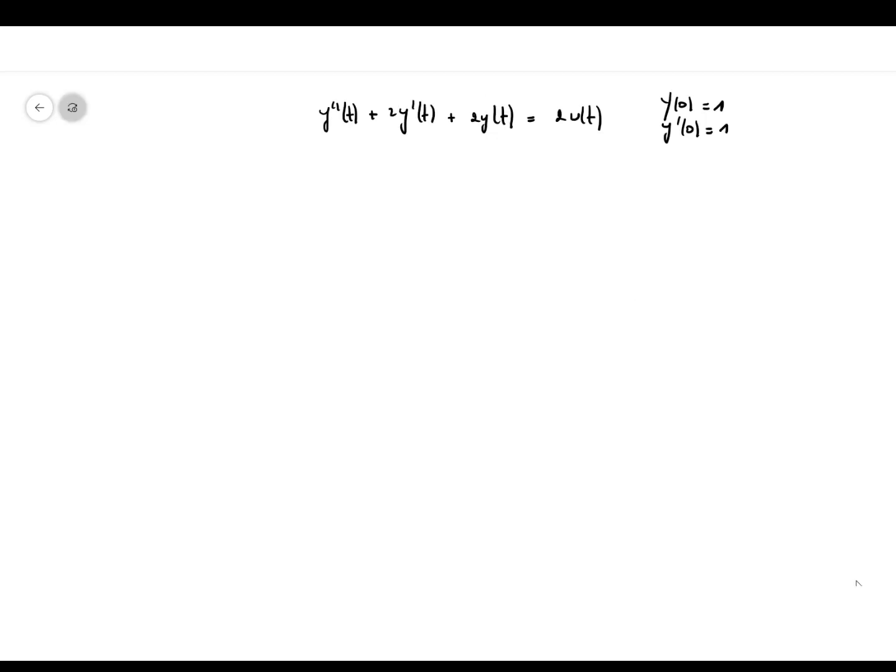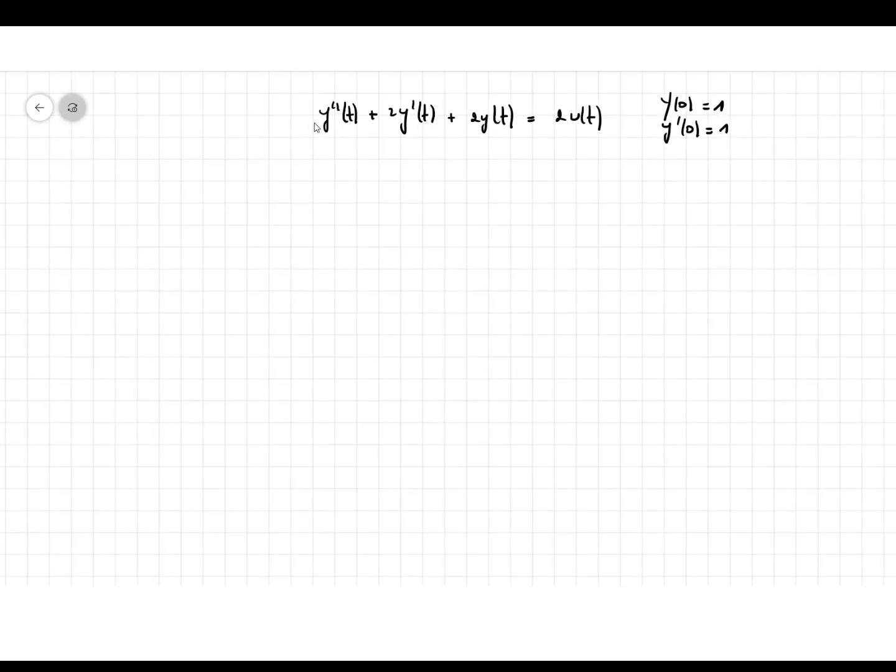So here's another exercise. It's again a second order differential equation. So as usual, we have, of course, two initial conditions on the output at time 0. And well, right now is maybe the moment to push the pause button so that you can try to do the exercise by yourself. Okay, so as usual, we have to go to the Laplace domain.